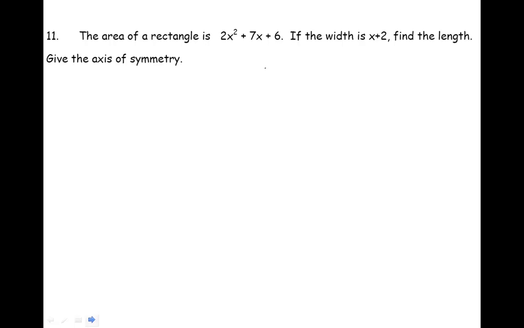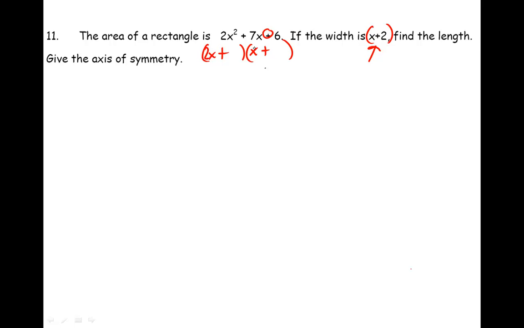Number 10, the area of a rectangle is 2x squared plus 7x plus 6. If the width is x plus 2, find the length. There's no trick here. Really, it's asking you to factor the 2x squared plus 7x plus 6. It's telling you that one of those factors is going to be x plus 2. So since the second operator is positive, both of these are going to be plus.